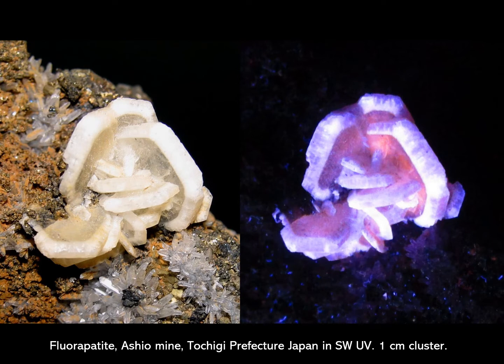Here's just another nice example of sectoral zoning from a different locality. This is a fluorapatite from the Ashio mine in Japan. The prism faces luminescent bright purple-white in shortwave, while the pinacoid faces luminescent pink.